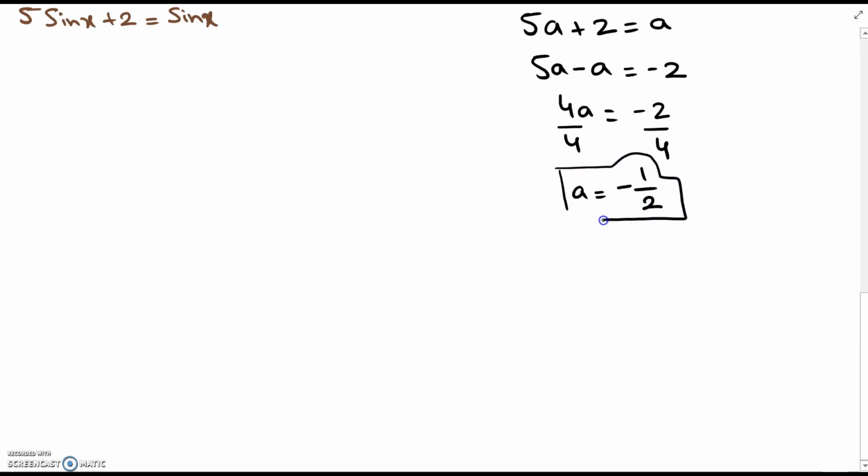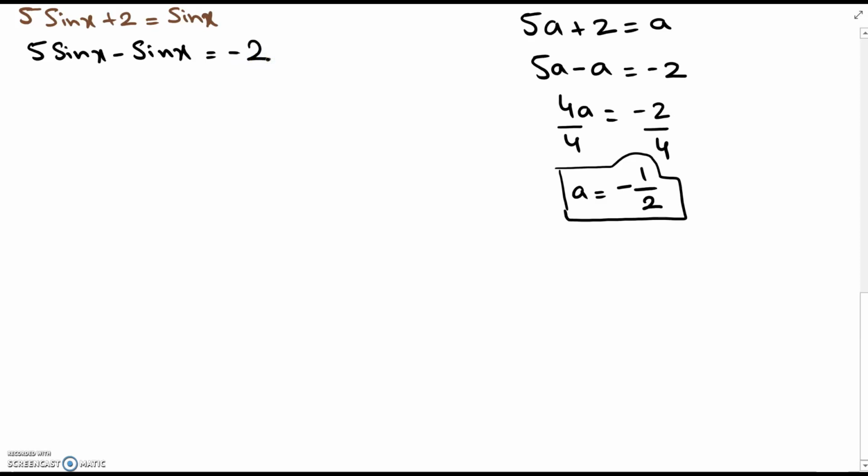Now look, the question on the left side is similar to the right side. It's just the difference: the right side is an algebraic equation, and the left side is a trigonometric equation. But the method of solving both of them is the same. Now look at this. I will combine the sine x values and bring them here: 5 sine x minus sine x, and then 2 to the other side. It's going to be negative 2.